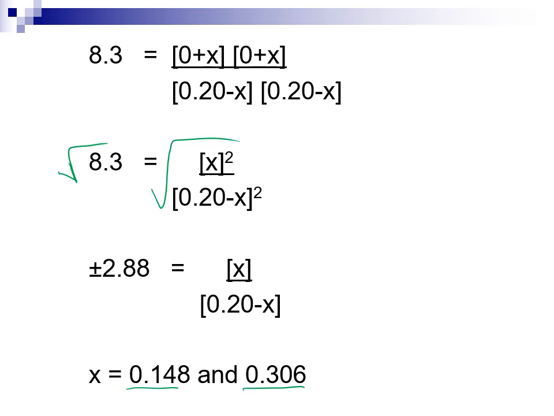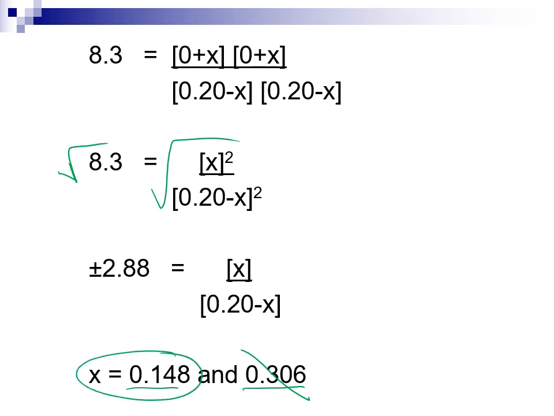We need to determine which one is not the real value, which one's inadmissible. And that's going to be based on the numbers that we start with. So we started with 0.2 moles of reactants. So if we're going down by x, you can't decrease by more than 0.2, right? You can't have antimatter reactants here. So this number here, 0.306, is inadmissible. It is too large to be one of the values for x, and so x is 0.148.